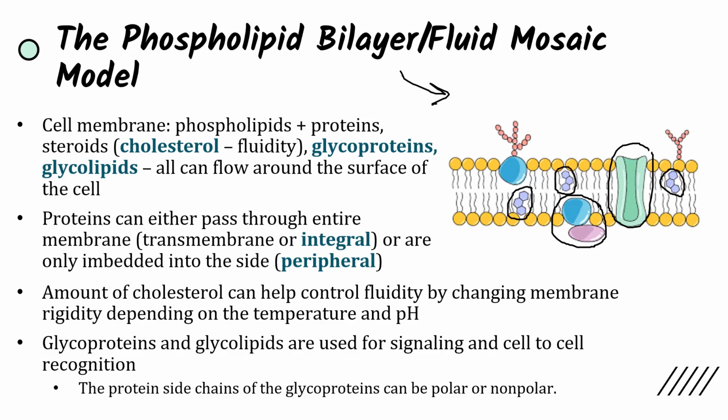Now over here, we'll see on the inside, these are cholesterol. They're steroid molecules, and the amount of cholesterol can help control fluidity by changing the rigidity of the membrane depending on the temperature and pH. It can loosen up the membrane or it could make it stiffer. And glycoproteins and glycolipids, which we can see here hanging out the sides of the cell, are going to be used for signaling and cell-to-cell recognition, because each cell is going to have its own set of glycoproteins and glycolipids that can tell other cells, hey, we're friendly, or this is our purpose. And the protein side chains of the glycoproteins can of course be polar or nonpolar, contributing to their reception.